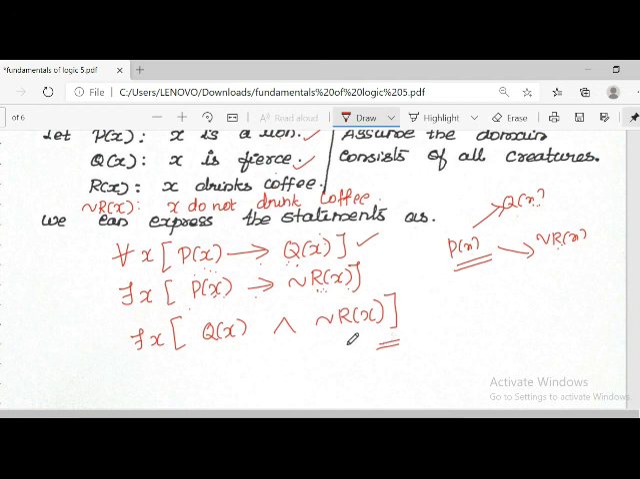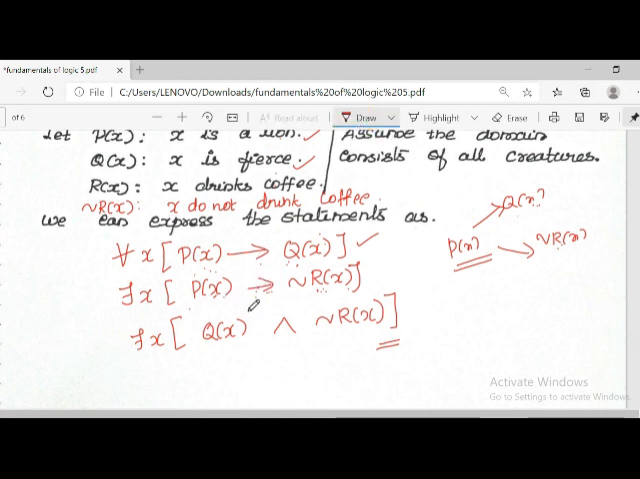Notice that the second statement cannot be written like that. Is it true, this P of x? Second statement, can we write it like this? P of x implies negation R of x. No, it is not possible.